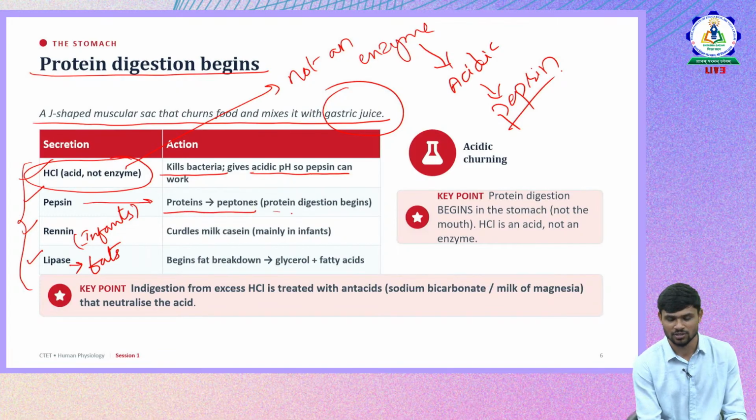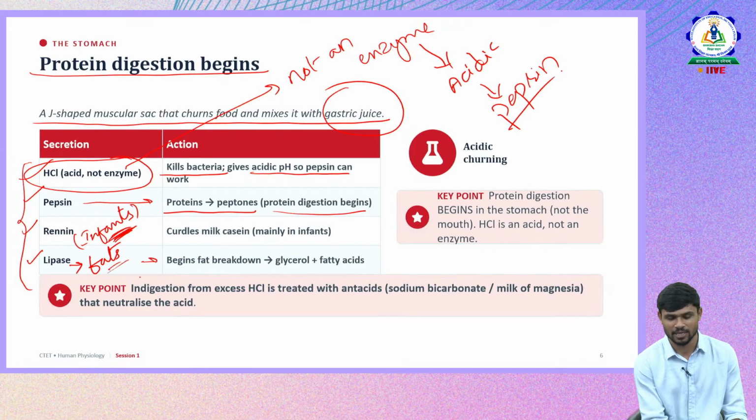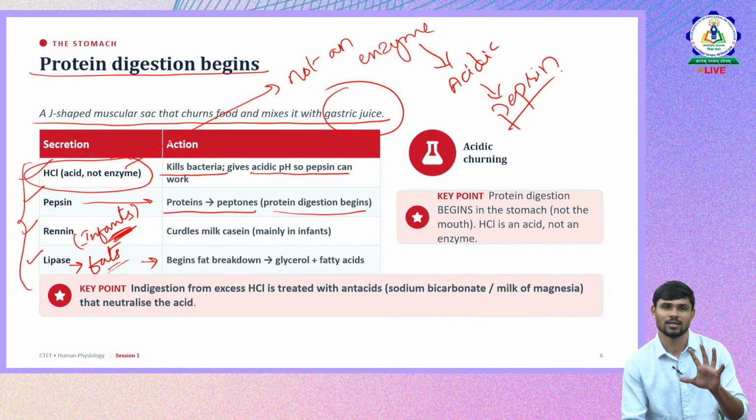So digestion begins. Then renin, I said, is mostly in infants, because infants take milk, right? Milk has a protein called casein, so renin helps in a better digestion of casein. Lipase is for fats: it breaks down fats into glycerol and fatty acids. So this is what happens in the stomach.